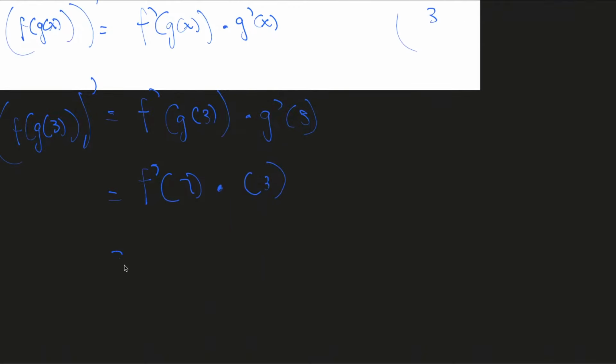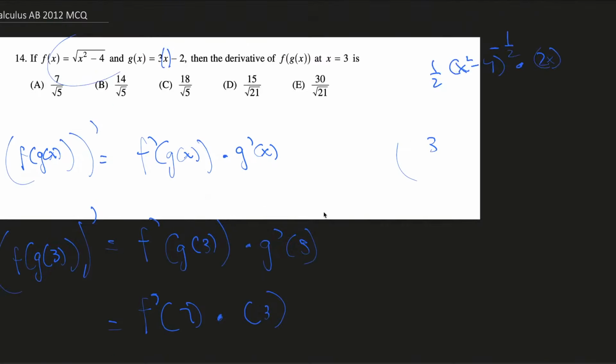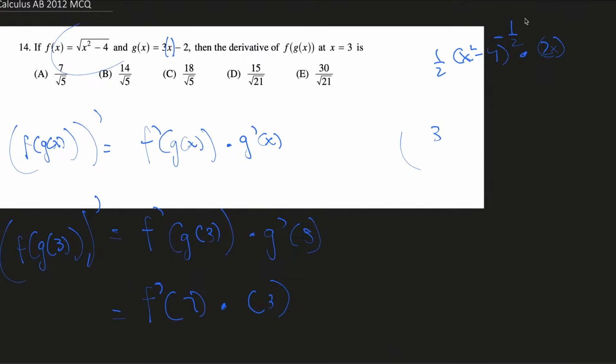And going on, if I plug in a 7 into my f prime function, this is f prime of x, by the way. Sorry for the very sloppy work. And you have x squared minus 4 to the power of negative 1/2, you have 2x over the x squared minus 4 times 2. So this is the function.